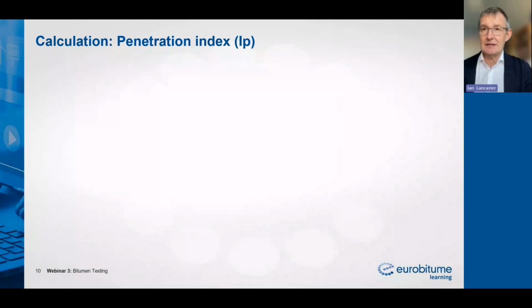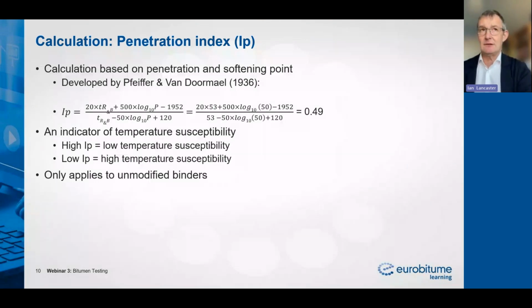Which brings us to our first calculation. So we can use penetration and softening point to calculate something called the penetration index. This was first proposed by two eminent bitumen technologists, Pfeiffer and Van Dormael, way back in 1936. And it gives us an indication of the temperature susceptibility of a bitumen based on penetration and softening point. It's only really applicable to unmodified binders, and it's not really an absolute, it's more an indicator. So a binder with a high penetration index will have low temperature susceptibility, and a binder with a low penetration index has a high temperature susceptibility.